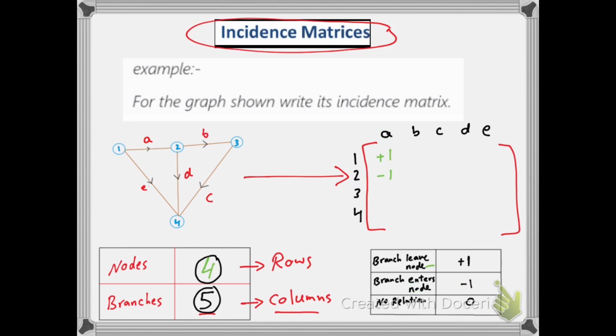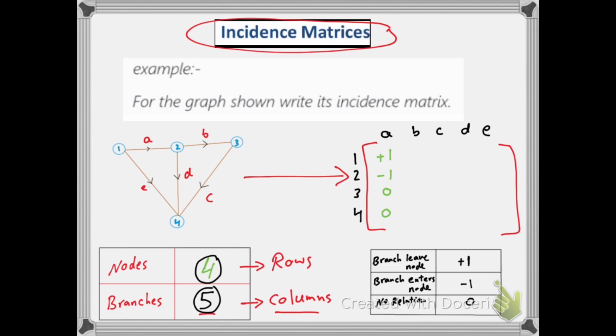And now let's check the relation between the branch A and node 3. No relation between them, so here I will put 0. Check again the relation between the branch A and node 4. No relation between them. Regarding that, I will put here 0.